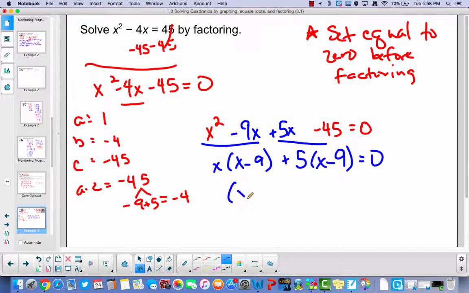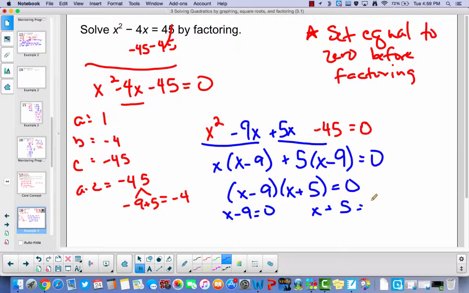Taking that x minus 9 out of both of those terms gives me x minus 9 times x plus 5 equals 0. Now, this goes back to that 0 property. If I have two things that I'm multiplying together and it equals 0, that tells me either x minus 9 equals 0 or x plus 5 equals 0.